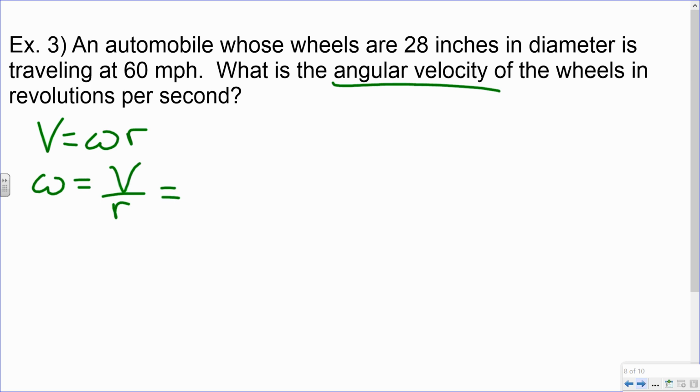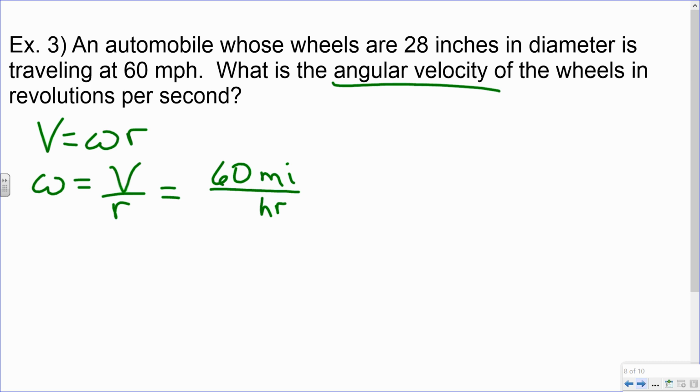Do I know v on this one, Al? Well, I've got 28 inches in diameter and I've got 60 miles per hour. So miles per hour, that's straight line. That's not a spinning around kind of velocity. So we're going to put that in for our linear velocity, 60. Do the miles over the hours.